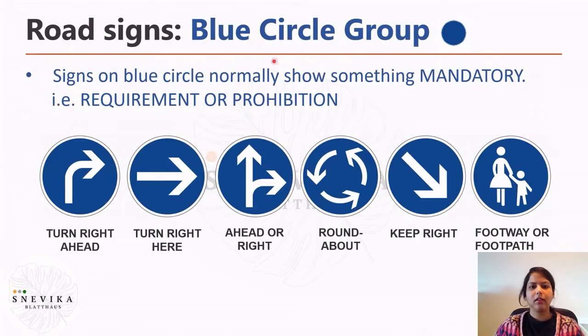So now next are the signs. First, what is the meaning of a sign in a blue circle? It means mandatory. Whatever is mentioned in the blue sign, you have to follow it. Like if it says turn right here, it means you have to turn right. If there is a roundabout in the circle, you have to follow the roundabout rules. Keep right means you have to keep on the right, and even if you have to overtake, you have to overtake from the right side. If it is a footway, only pedestrians can use that path. If it is blue, it is mandatory. This is what you need to remember here.